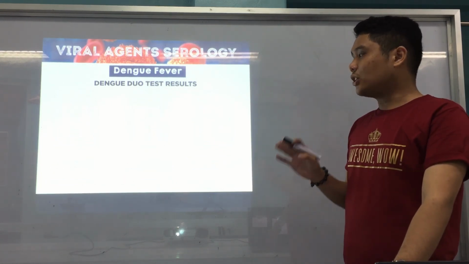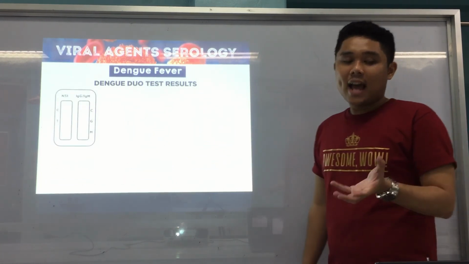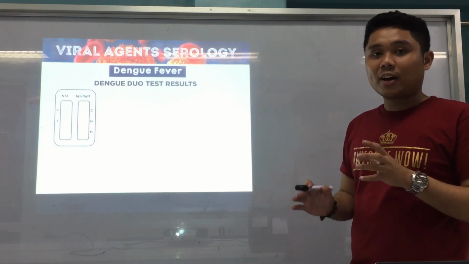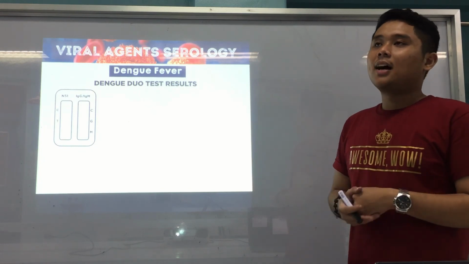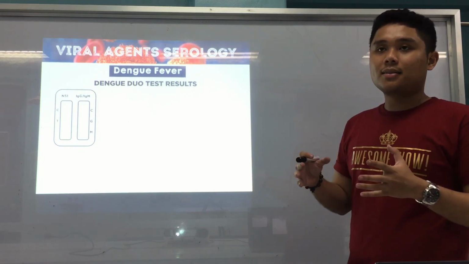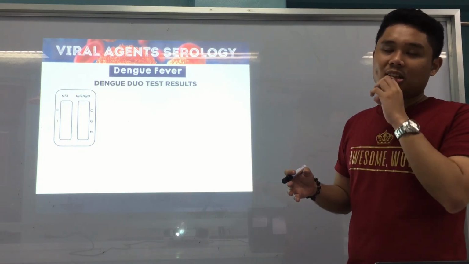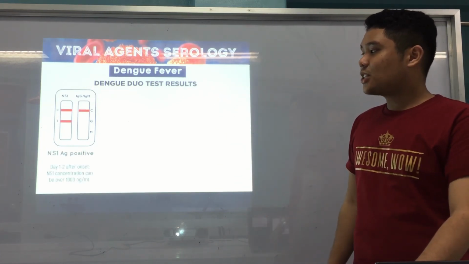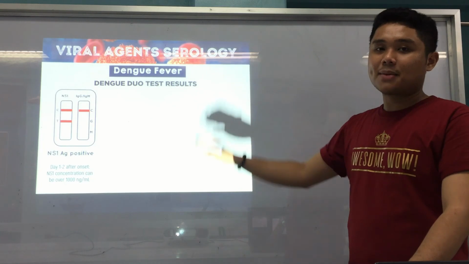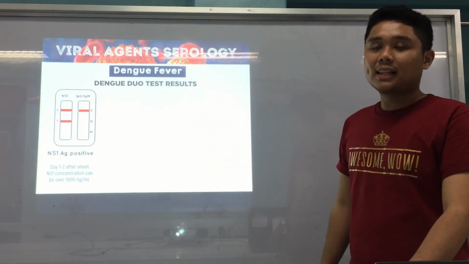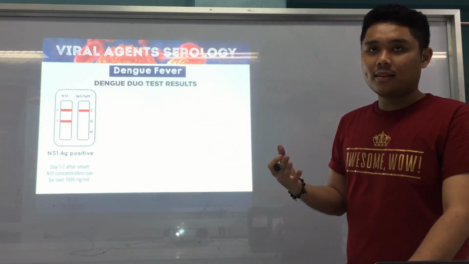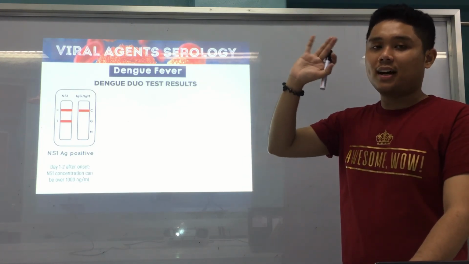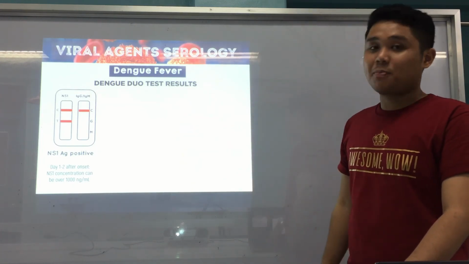Now, next, we go to the NS1 antigen. Again, NS1, non-structural protein. It's an antigen produced by the dengue virus in active replication. So it's released in the serum during active replication of the virus. So first result: NS1 antigen positive, none of the antibodies present. It could mean that it's still early in the onset, day 1 and 2. So NS1 antigen is at the highest concentration, 1000 mg per ml.